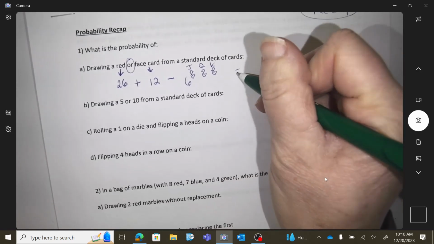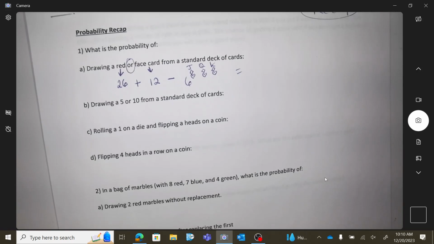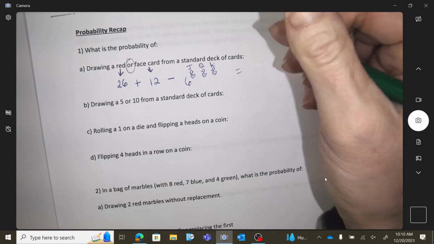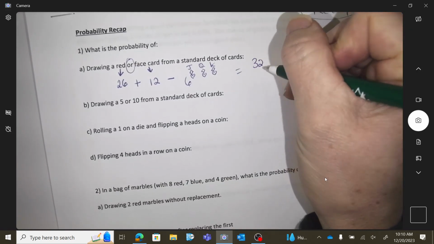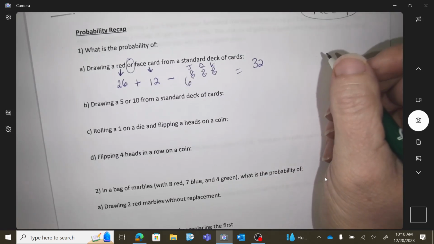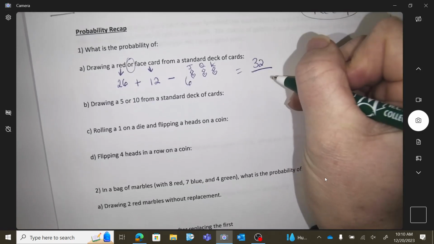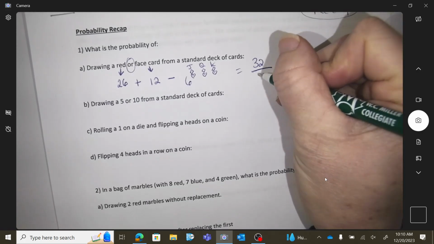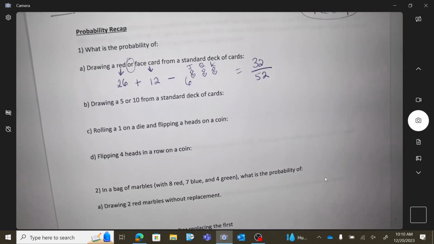So what does this make altogether then? So that was 32 cards possible. And what do you always do as a probability? Out of all possible. Okay, and you can leave it as a fraction. You could have written it as a percent.